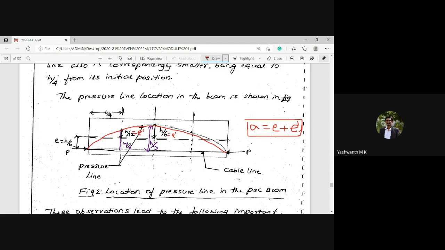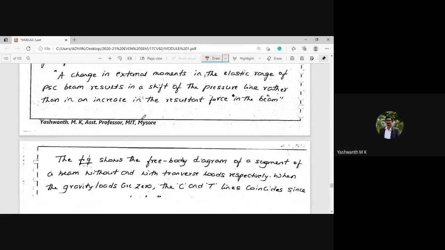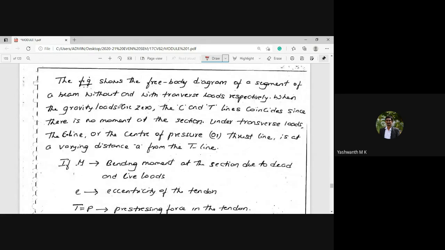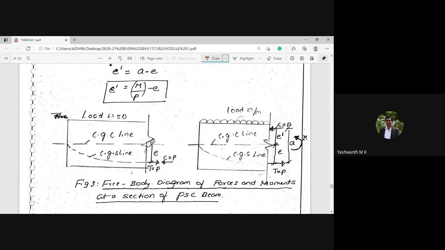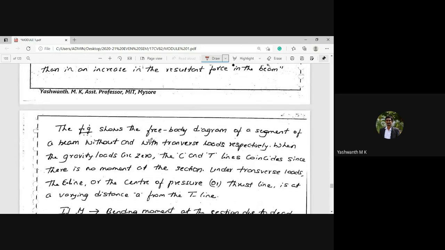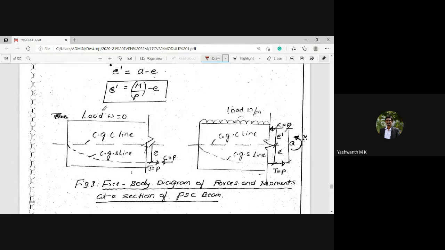Let me know further. The observation leads to the following important principle. Now, let me consider one more figure. The figure shows the free body diagram of a segment of a beam. So that means one particular beam has been considered. Next, I have considered two cases here. One is without any transverse load and one is with transverse load. You can see here, the first is not subjected to any external load. Here it is subjected to a load of w0 kilonewton per meter, that is a UDL.